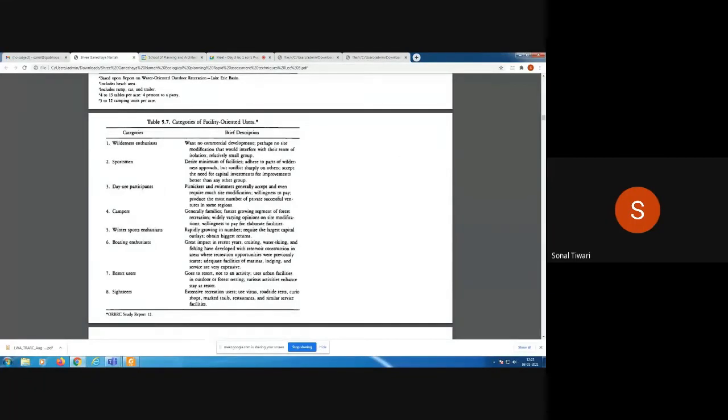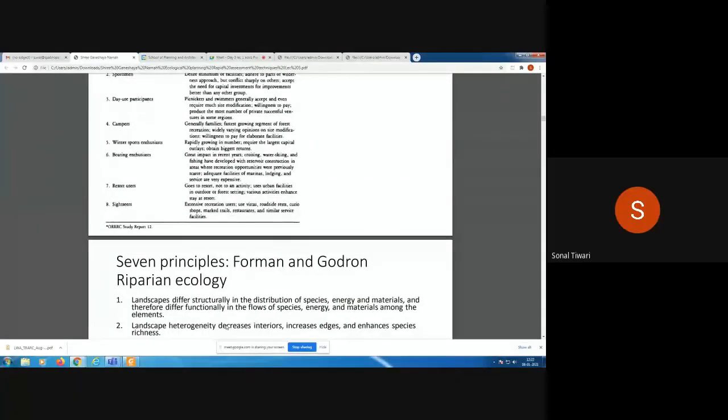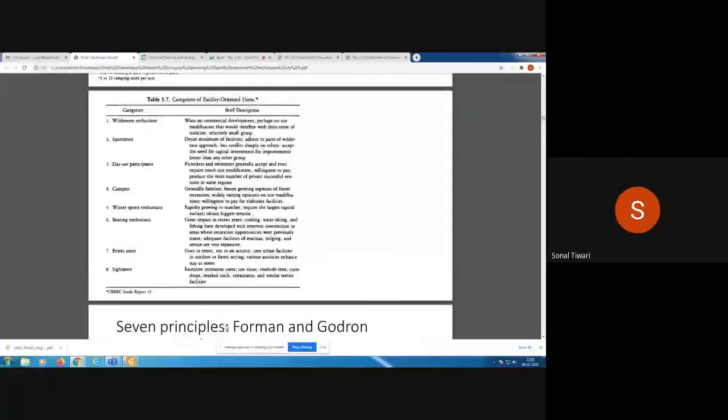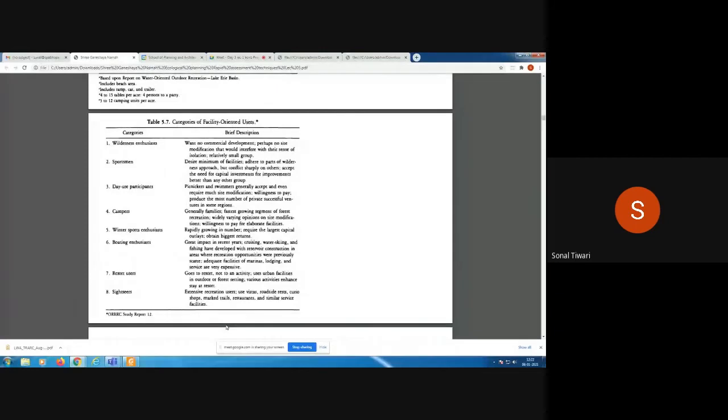And again, the nature of recreational activities can be studied also in the long term. Who are these people? Who are the wildlife enthusiasts, the sports persons, the daily use participants, the campers, the winter sports participants? A detailed study and understanding of their behavior can help in designing these spaces better. So this is how one goes about developing a recreational program.